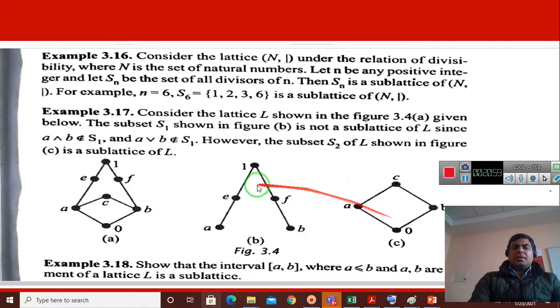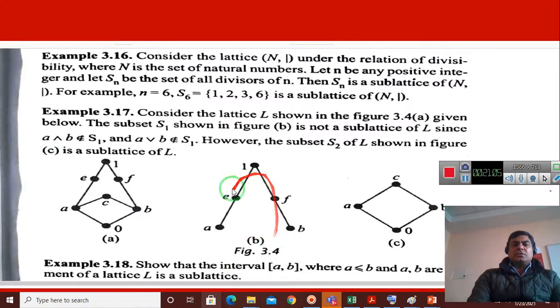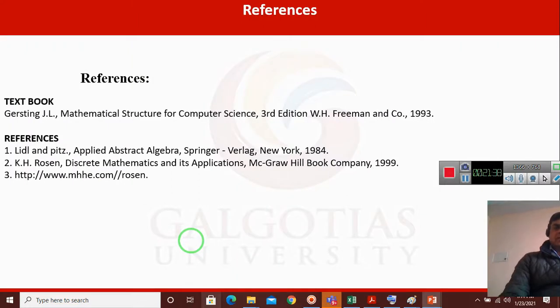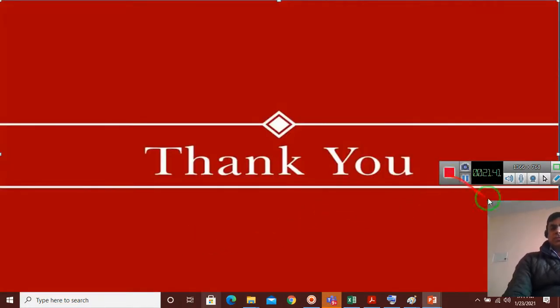This and this, are they sublattices or not? So A supremum B doesn't exist, so this is not a sublattice, okay. And in this set, A and B have the minimum element 0 and the maximum element C, okay. So this should be the lattice. S2 shown in the figure is a sublattice of L, because it has the minimum and maximum elements also in this set. Minimum is 0, maximum is C, so 0 and C lie in this set, so this is a sublattice. So these are the references. Thank you for this lesson.